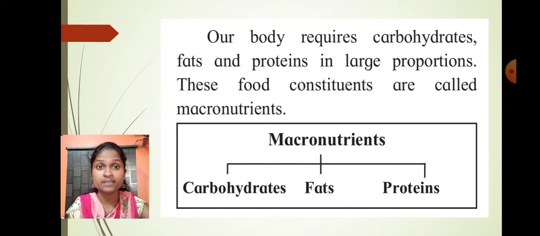If you remember, in the last session we learnt what we mean by macronutrients. What is basically a macronutrient? Whatever nutrient is required by our body in a larger proportion, which we consume in larger quantity, we call macronutrients. What are the examples? As you can see, carbohydrates, fats and proteins are the examples of macronutrients.